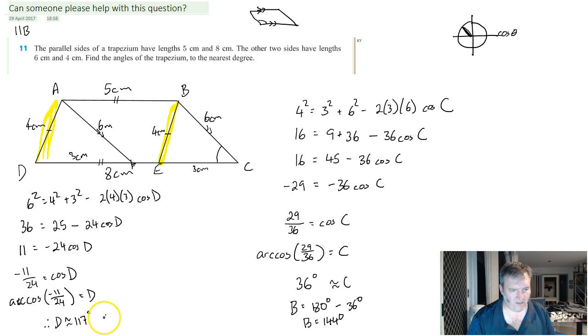117 degrees. A, of course, is supplementary with that, co-interior, so 180 minus 117, A is approximately 63 degrees. And we've got the angles there. That was a pretty tricky question.